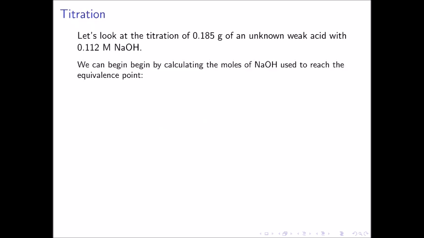We are now able to calculate the molar mass of our weak acid. The first step is to begin by calculating the moles of sodium hydroxide that were used to reach the equivalence point. To do this, we take the equivalence point volume, 14.2 milliliters, and convert it to liters, 0.0142 liters. We then multiply this by the concentration of the base that we titrated with, 0.112 moles of sodium hydroxide per liter. The resulting moles of sodium hydroxide are found to be 1.59 times 10 to the negative 3.